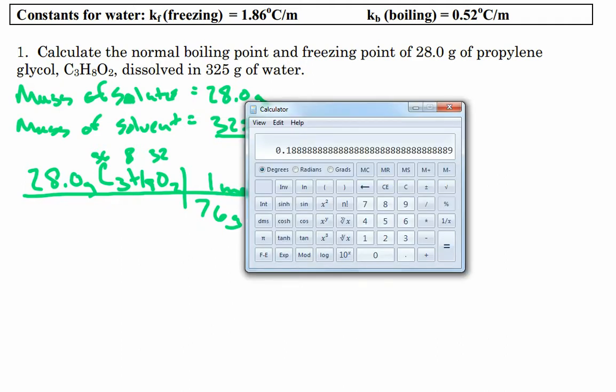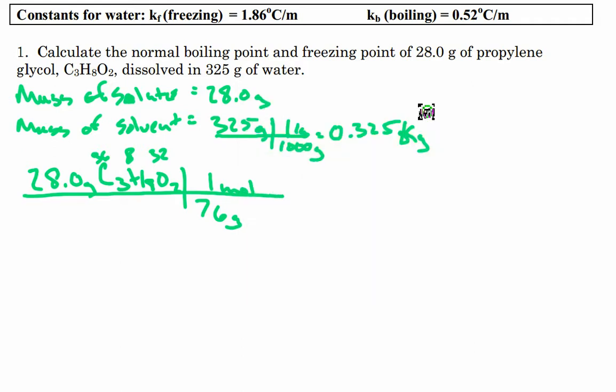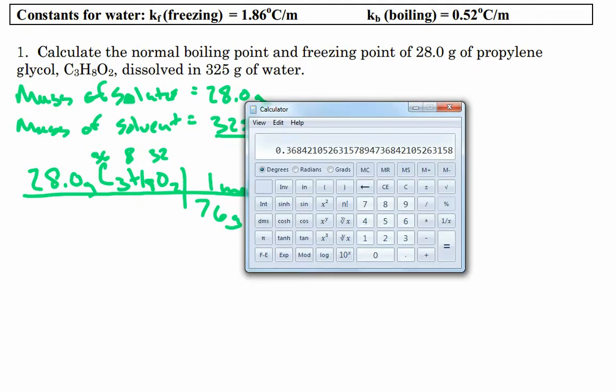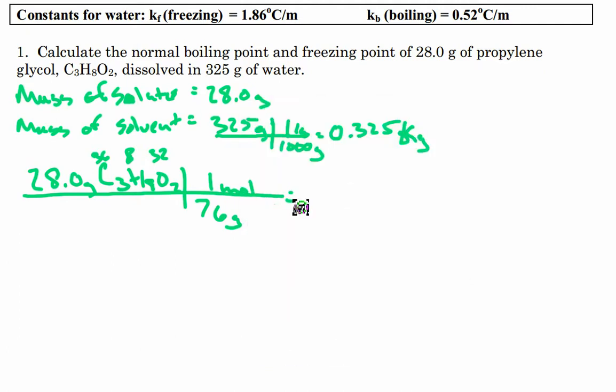Bust out our calculator, we're going to do the division of 28 divided by 76, and that'll give us about 0.37 because I only brought my molar mass out to 2 sig figs. 0.37. Okay.